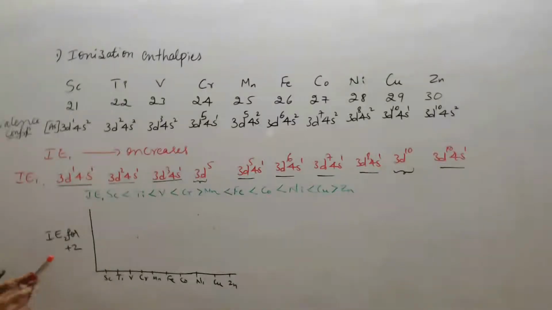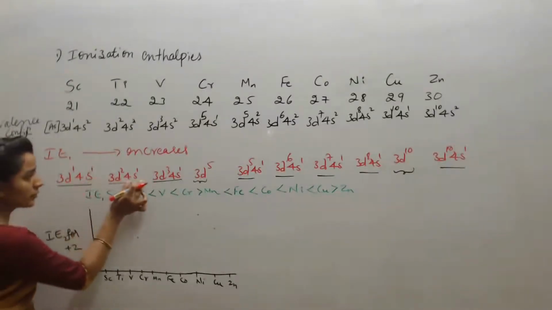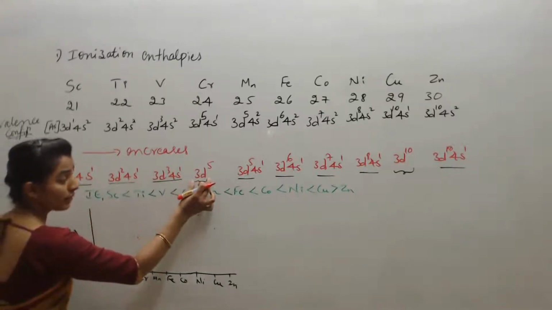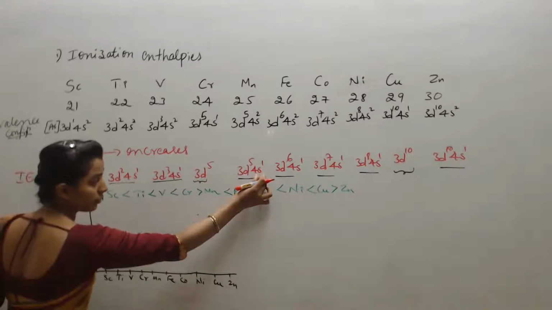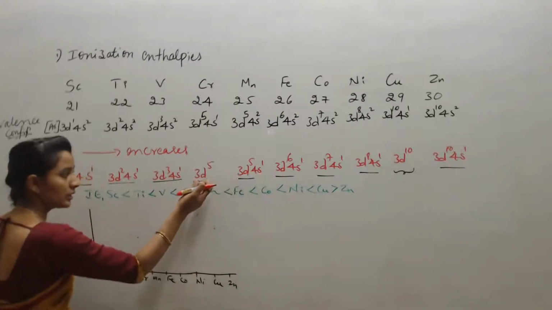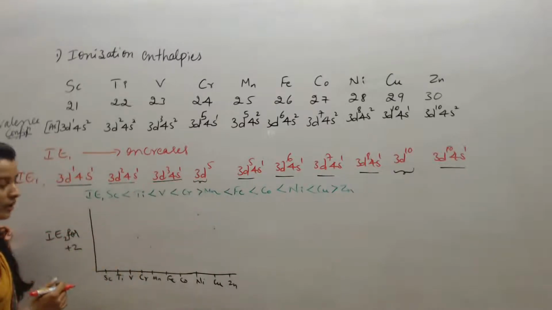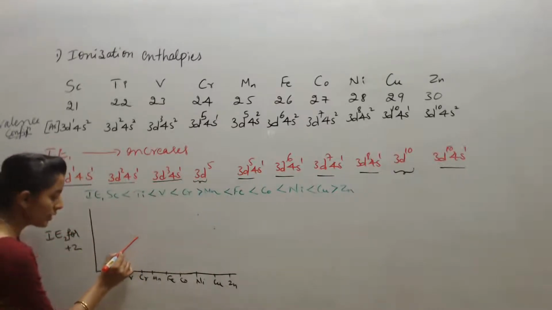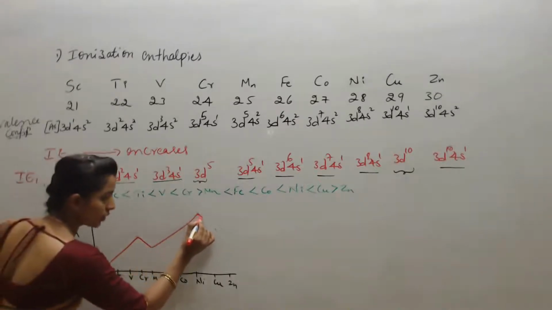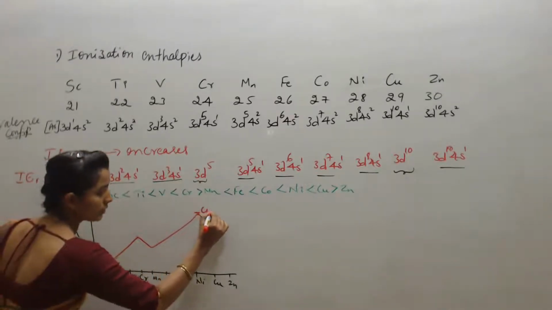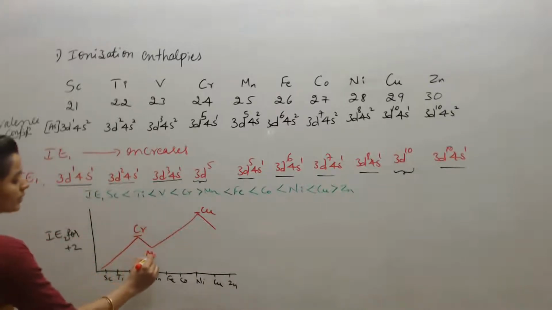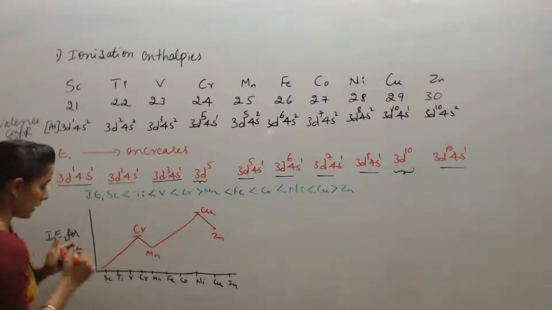So why? Listen, because here we have 4s1, 4s1, 4s1 subshell. Here we have 3d5. So here again we have 4s1. Compared to this 4s1 subshell, this 3d5 subshell is a very strong or stable configuration. So here what happens, students? This is copper, this is chromium, this is manganese, and this is zinc.